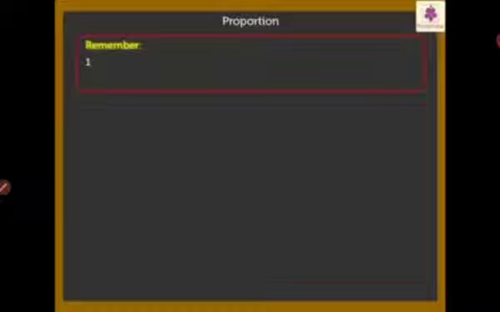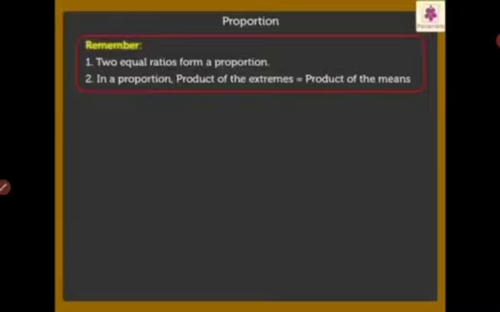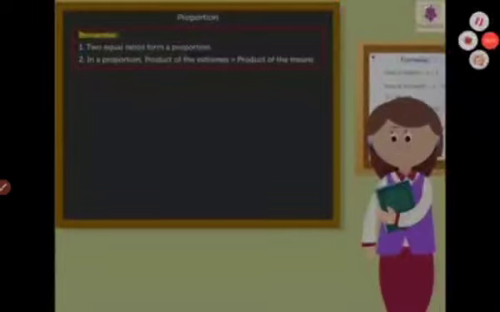Remember, 1. Two equal ratios form a proportion. 2. In a proportion, the product of the extremes is equal to the product of the means. Wasn't it fun? Okay, so what is proportion? Two ratios, they are equal. Then we say that they are in proportion with each other, isn't it?